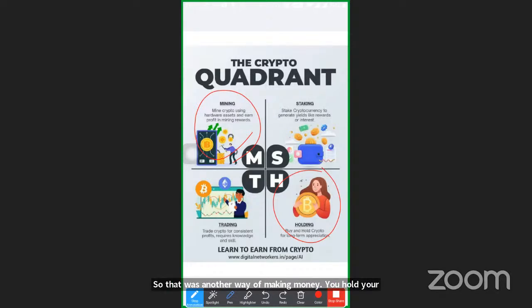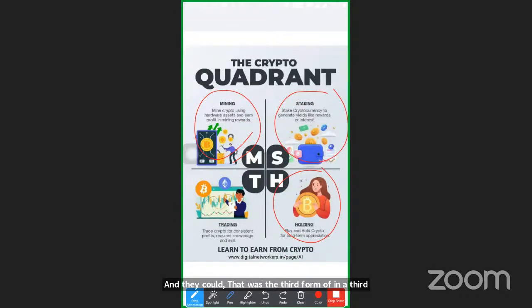When the price appreciates, you sell it for a gain, and that is your income. The third activity people started when they were holding their Bitcoin or different cryptocurrencies in their exchange wallet: the exchanges themselves offer staking rewards if they lock their assets for a fixed period of time, and they could earn a staking reward. That was the third form of income, how you can make money from crypto.